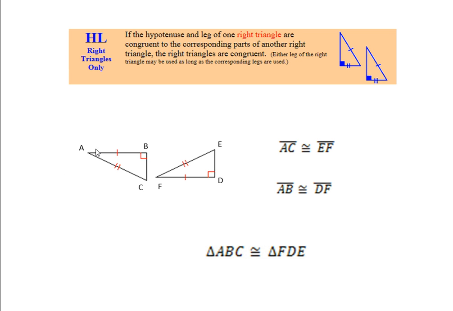And once again, when I named it, I did ABC. So I started with the side with 1 hash mark and then went to the side with no hash mark. So when I'm writing my congruency statement, I started with FD and then I would go to E because it has no hash mark.